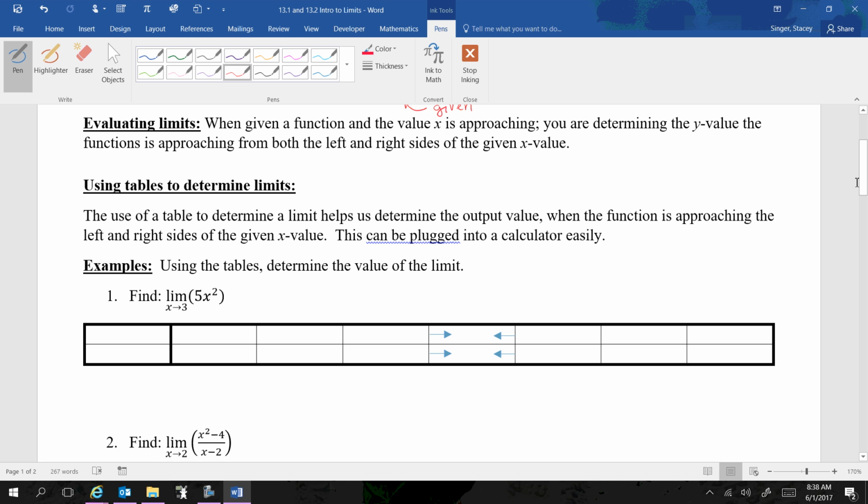Given the function and the value that x is approaching, you determine the y value. Always the y value. It's the y value that you're looking for. That would be the y-axis, the one that's going up and down, the vertical axis. If you're looking at a graph, you look at the y value that it's approaching. If you're looking at the actual function, you plug in and get your output, which is the y value. So you plug in, get out the y. If you're looking at the graph, you're looking at the y. Always the y.